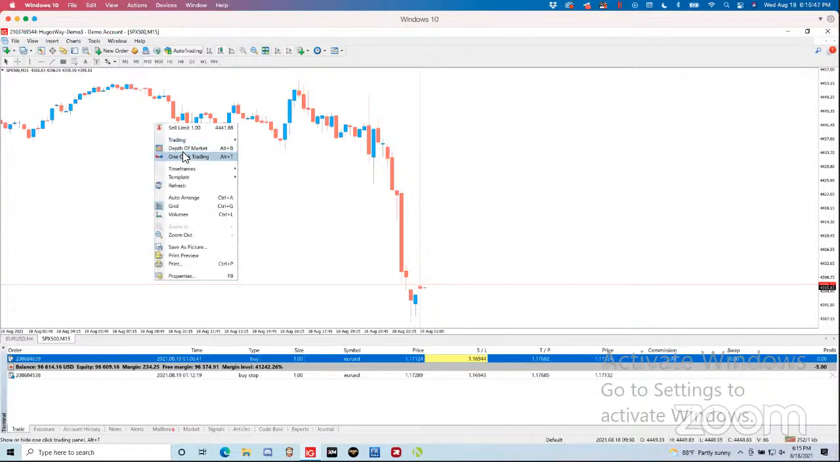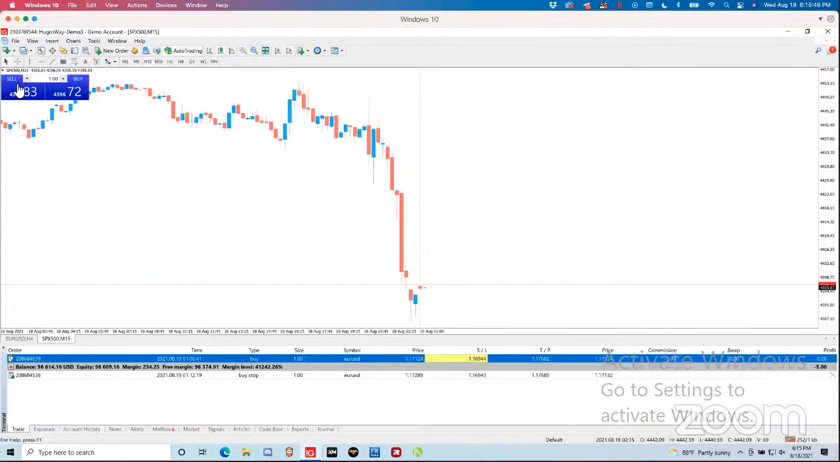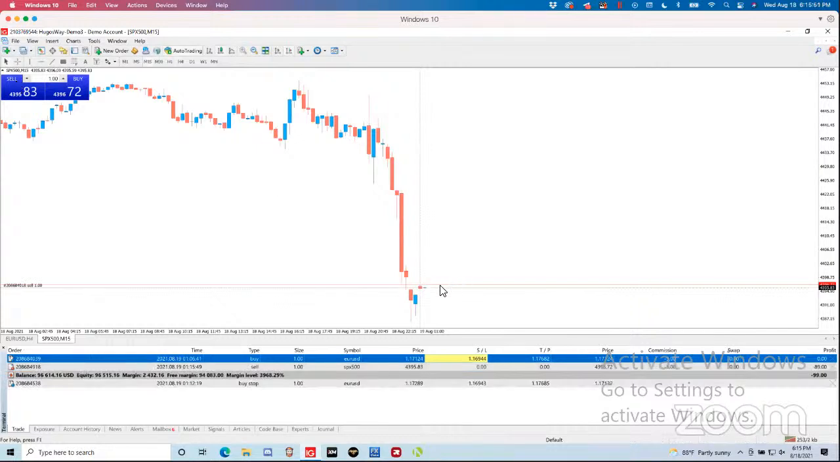Gonna enter a trade right here. Let's go with a sell this time. And then we'll use the crosshair. This is 26 pips, 26.3. This is 27.5 pips. This is to this low is 98 pips.